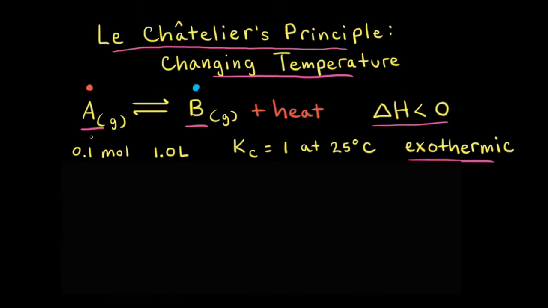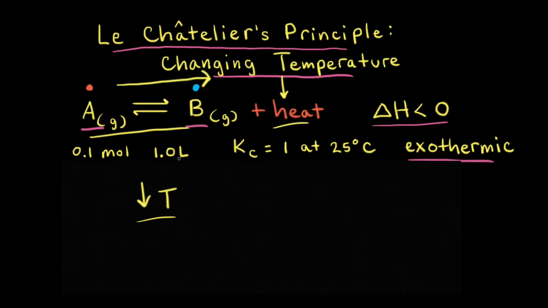Let's go back to our hypothetical reaction at equilibrium, but this time we're going to decrease the temperature. If we treat heat like a product, decreasing the temperature is like decreasing the amount of one of the products. Therefore, the net reaction will go to the right to make more product.